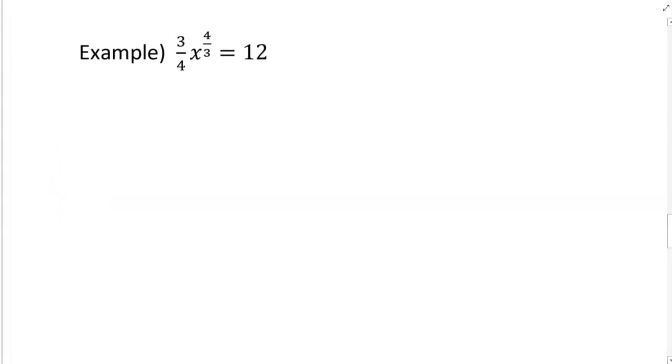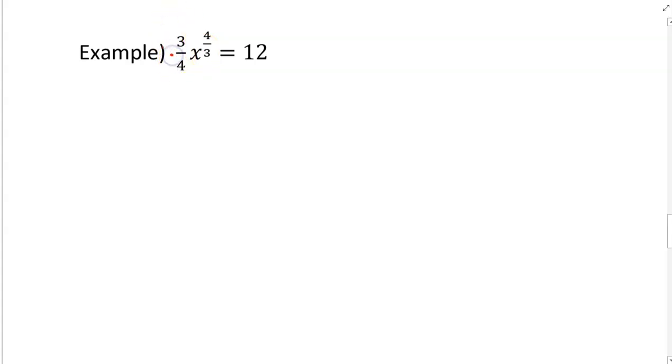Here we have a coefficient, 3/4 times x raised to the power of 4/3. The first thing I'm going to do is undo the multiplication and division of this coefficient. Notice this is different than the example above because I don't have parentheses around that 3/4 and the x, indicating that the power is a part of both terms. The 4/3 is just attached to the x.